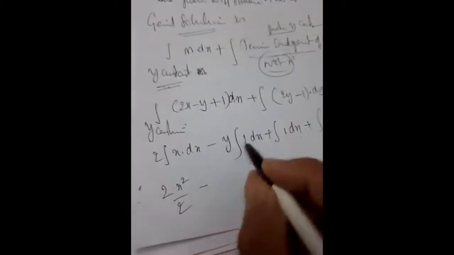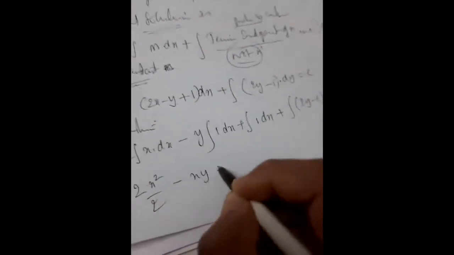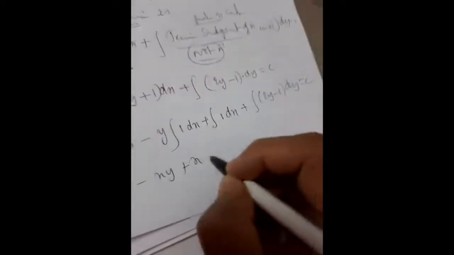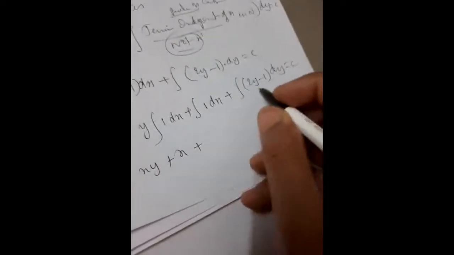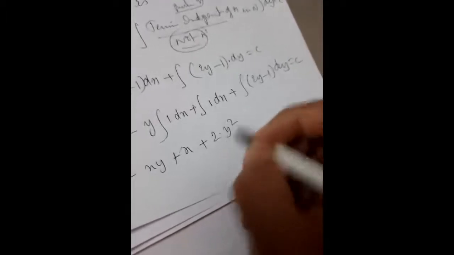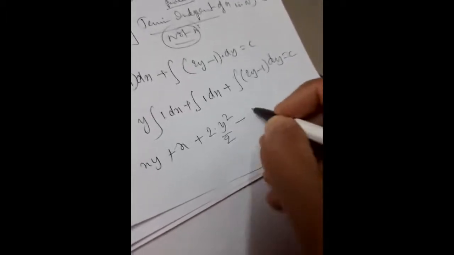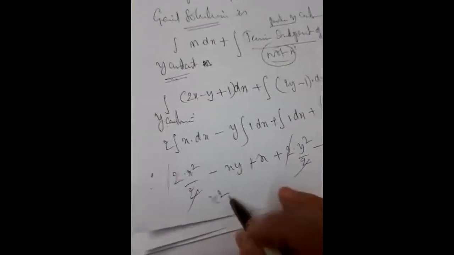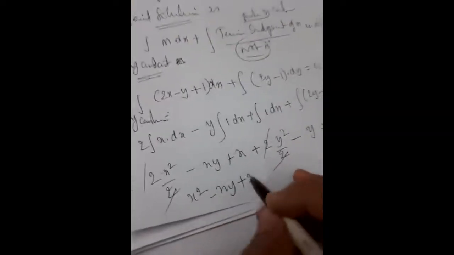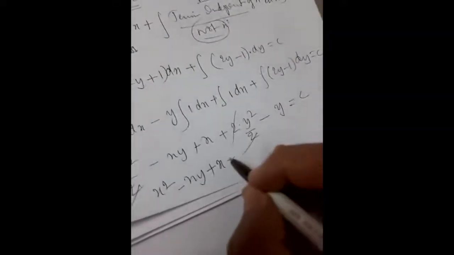Now 2 into x means x squared by 2, minus y times the integral of 1 dx, which is x, so xy, plus the integral of 1 dx means x, plus the integral of 2y dy, where 2 into y integrates to y squared by 2, minus the integral of 1 dy means y, equal to some integration constant c. So 2 and 2 get cancelled, and also 2 and 2 cancel. So finally we get x squared minus xy plus x plus y squared minus y equal to c, which is the required general solution.